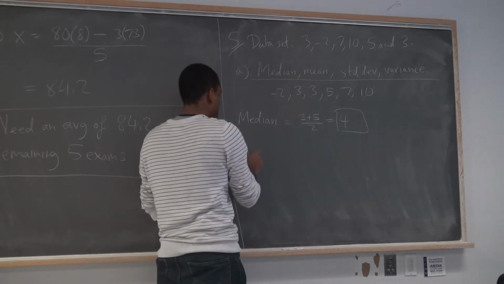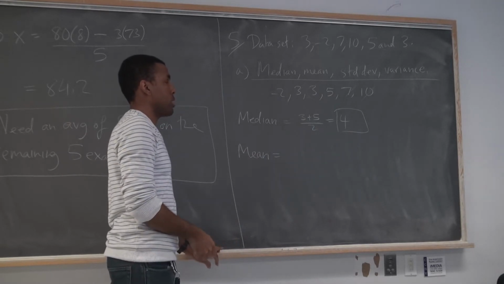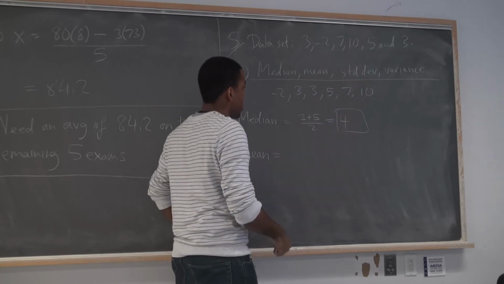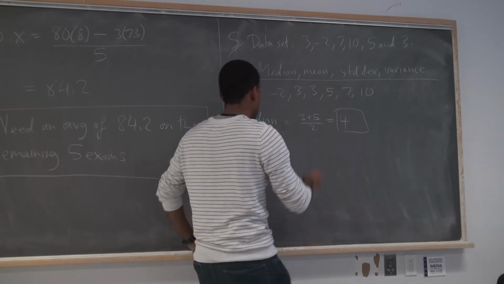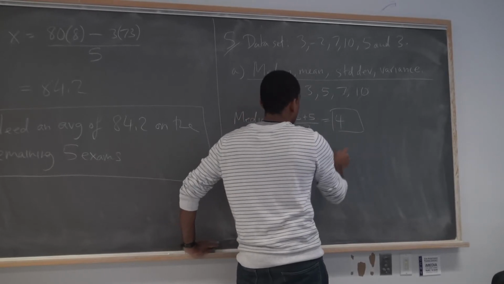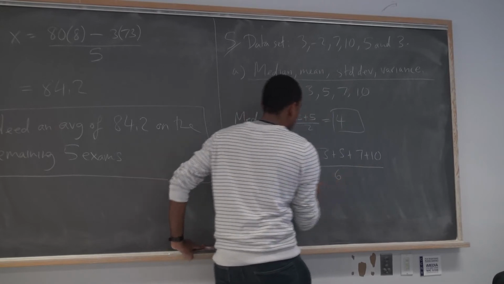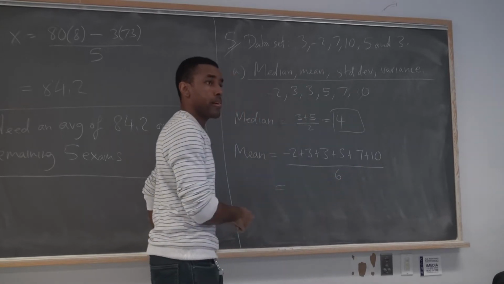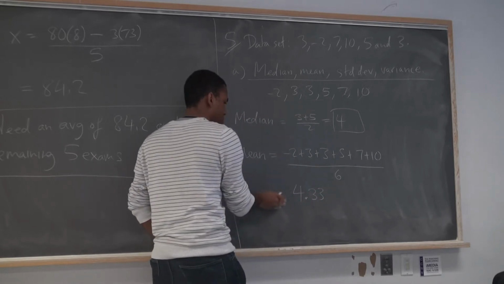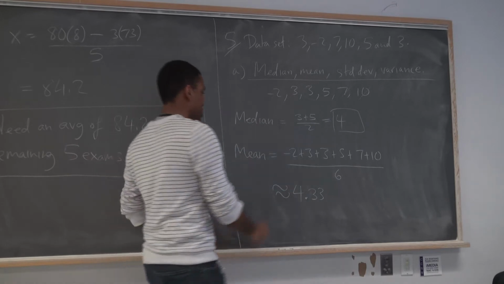Let's talk about the mean. How do you do that? Well, you add them all together and then divide by the number of numbers, which is 6. So we have minus 2 plus 3 plus 3 plus 5 plus 7 plus 10 all over 6. What was that? 4.33. Is that an estimation? You rounded? So the mean is roughly that.